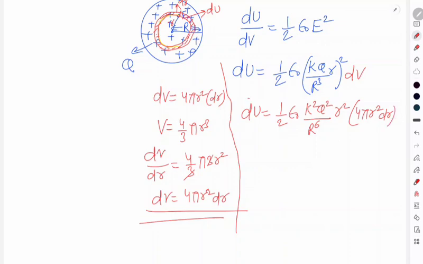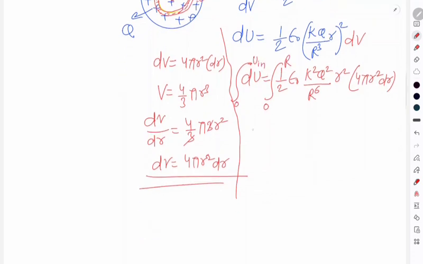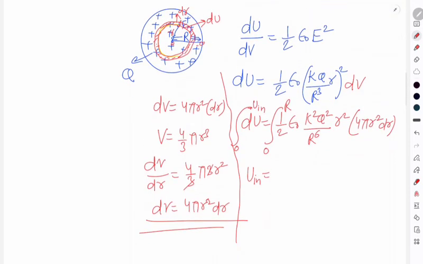And now if we integrate it, and take the limit from 0 to capital R, that will give us the energy inside that sphere. So 0 to R, that will be U inside the sphere. So if we solve it, we will get U inside the sphere, which is the energy inside that sphere.